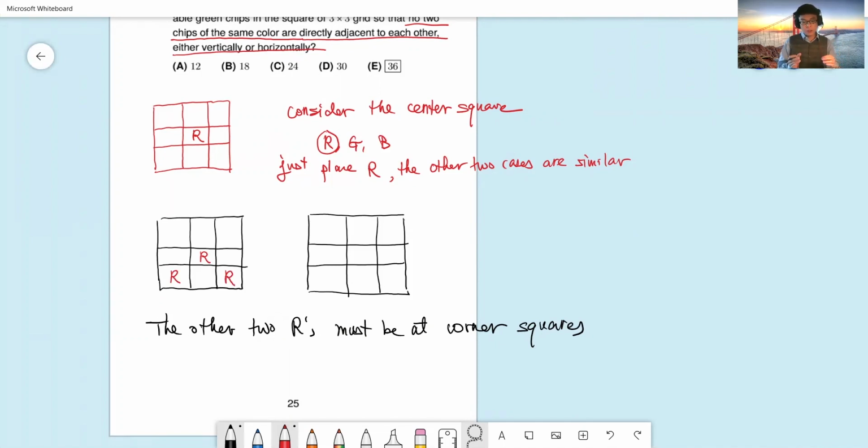Of course, there are four cases, right? The bottom adjacent corner, the right column adjacent corner, the top adjacent corner, and the left adjacent corner. Here, I just draw one picture. So finally, we should multiply this by 4. In the other case, R is on opposite corners. There are basically two cases, either this picture or the other diagonal line.